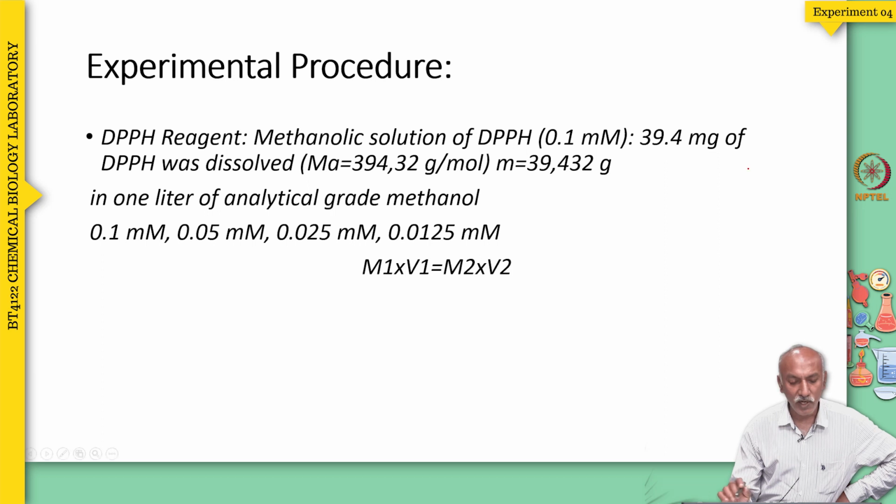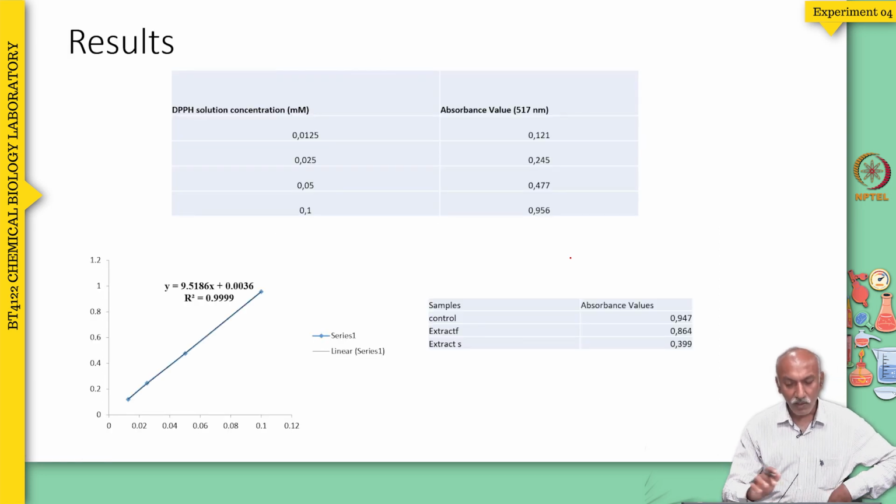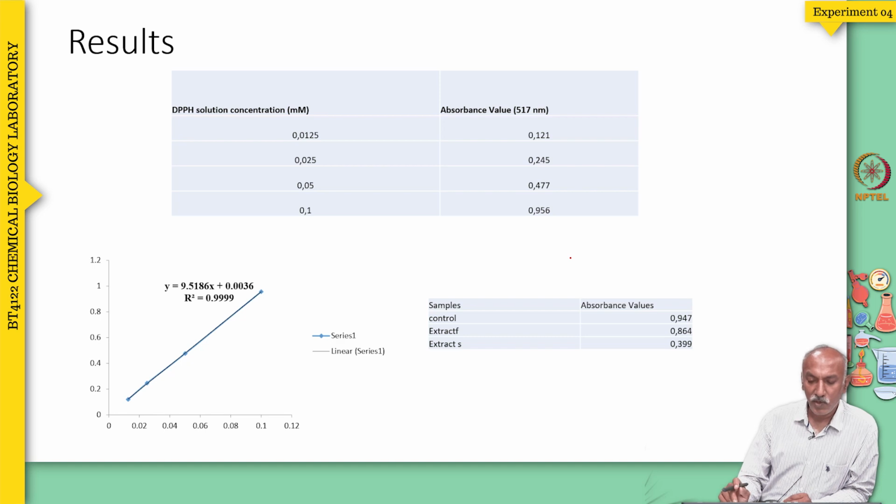So, 39.4 milligram of DPPH was dissolved to make the 1 millimolar solution in 1 liter of analytical grade methanol, or even like 3.94 milligram will be dissolved in 100 ml of analytical grade methanol, and you can always do the serial dilution to the various levels by calculating using the M1 V1 equals M2 V2 formula. And you will see the absorbance value for the various ones. You see what is the absorbance value, the straight line has to be drawn, and you will see what is the control, what is the extract.